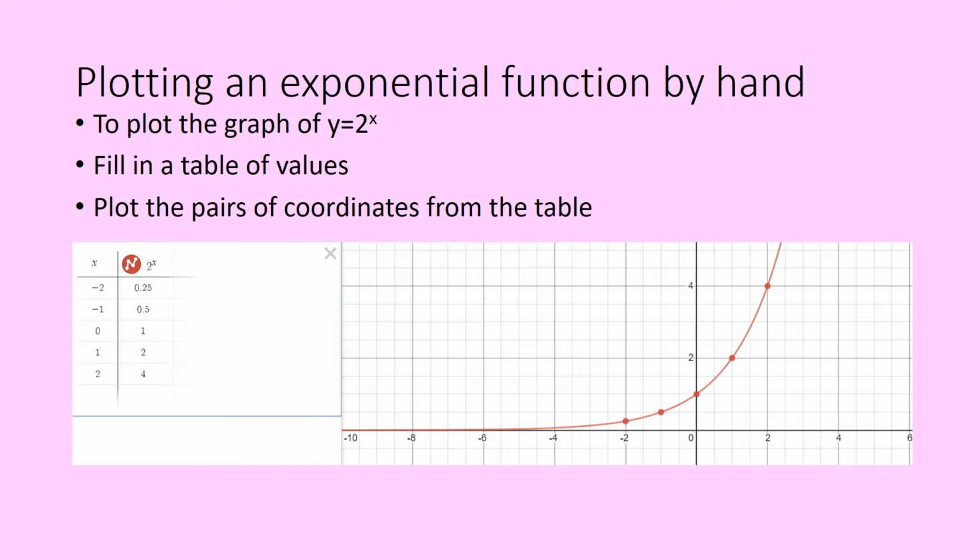You might be asked to plot an exponential function by hand. If I needed to plot the graph of y equals 2 to the x, I would first fill in a table of values. When x is minus 2, I'd work out that y would be 0.25, x being minus 1, I'd work out that y is 0.5, and so on. Then I'd plot the pairs of coordinates from the table on a graph, and I'd get my graph of the exponential function.